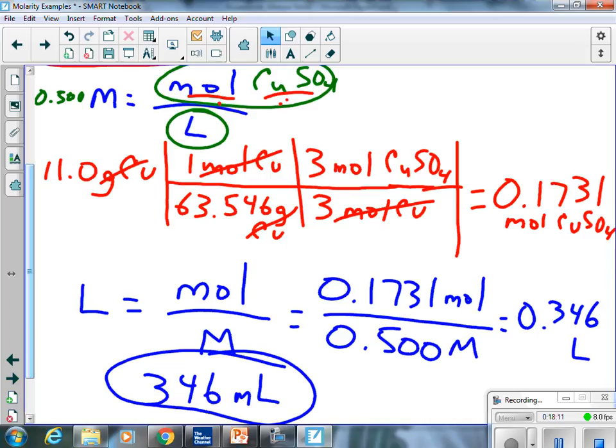0.500 molar copper 2 sulfate solution. When I mix that in and I throw in excess aluminum, it'll give me 11 grams of copper. Should I put copper 2 sulfate? Probably. Okay. Any other questions? Okay.